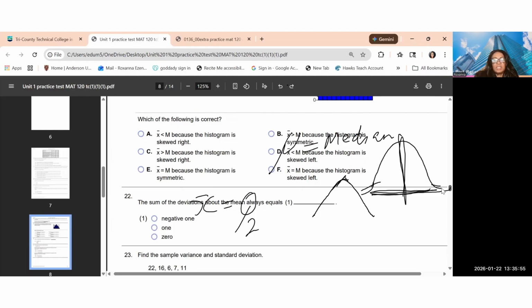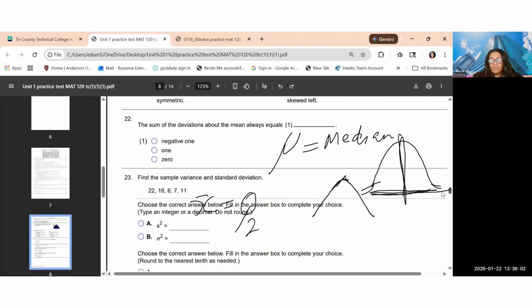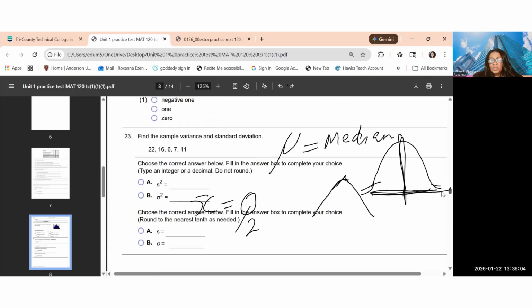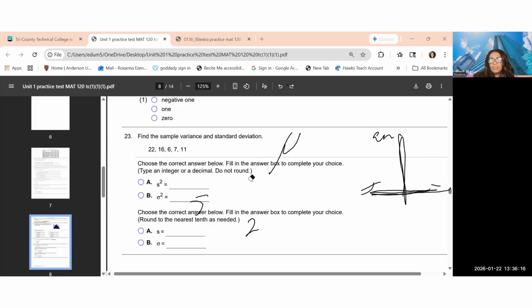The question there is not clear. That question was not clear to the people last year too. But the total area under the normal curve is 1. If you divide the normal curve by 2, the area to the right is 0.5. The area to the left is 0.5.